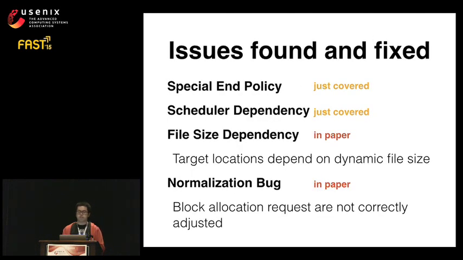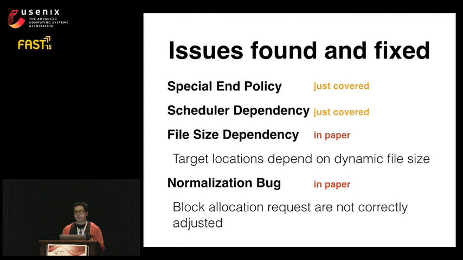Now we have covered the first two issues, and you'll find the rest of the issues in the paper. File size dependency means that ext4 chooses its allocation policy based on file size. But since file size can change dynamically, the dependency can become a problem.